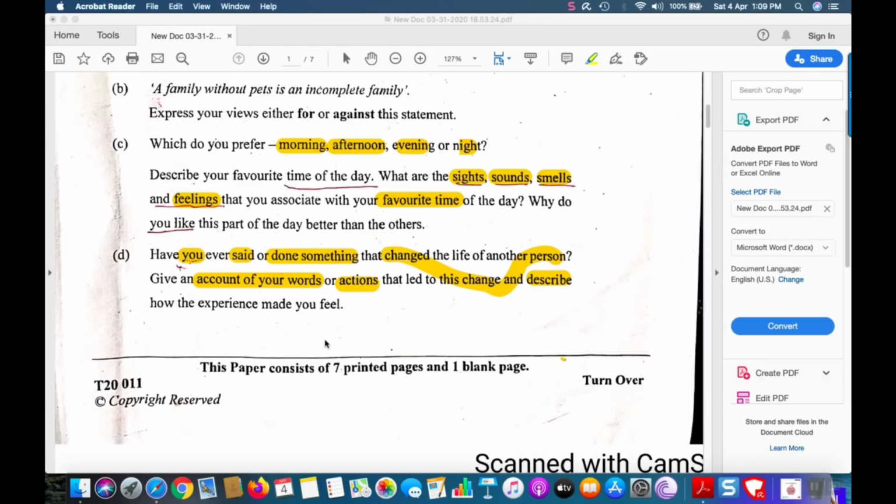Remember, this is a first person account. I must be the protagonist, meaning you should be the protagonist, and the action and impact can be positive as well as negative. So your words, your actions may have had a negative impact on the person or a positive impact on the person. But I would sincerely suggest that you stick to the positive impact on the person.